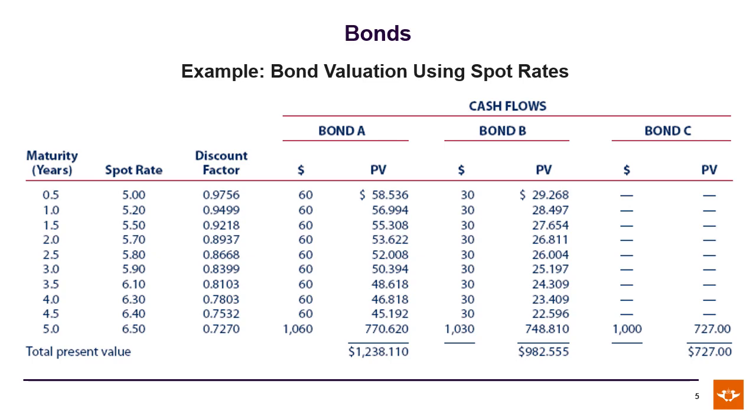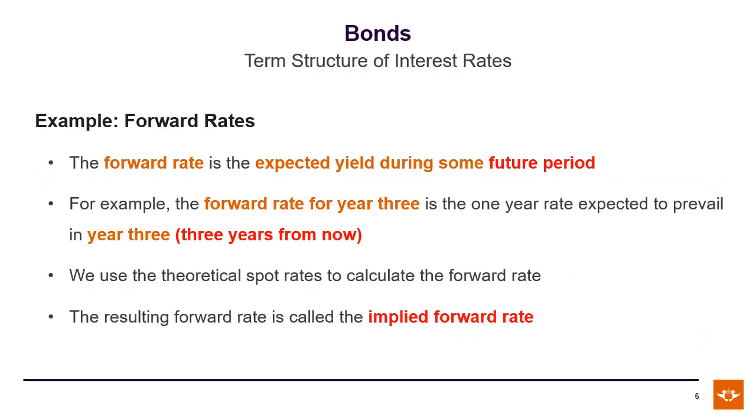Now we're going to do an example on forward rates. We know that the forward rate is the expected yield or interest during some future period. So the forward rate for year 3 is the 1-year rate that is expected to prevail in year 3. So it's a 1-year interest rate 3 years from now. And we use the theoretical spot rates to actually calculate the forward rate, or the implied forward rate.